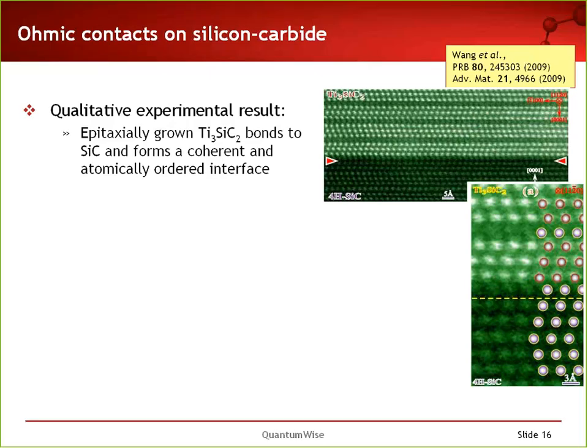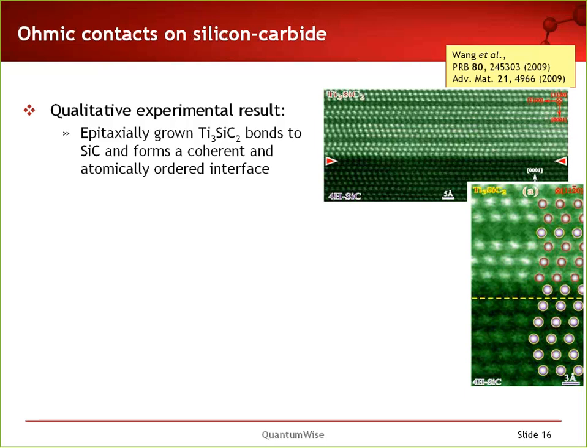Here's a specific example of this, published a few years ago. There's a long-standing contact issue in silicon carbide devices. The question is, is it an ohmic contact or is it not? So these are TEM images of epitaxially grown titanium silicon carbide on 4H silicon carbide substrates. And as you can see from the TEM image, this is an amazingly ordered and atomically sharp interface. The red arrows indicate the interface.